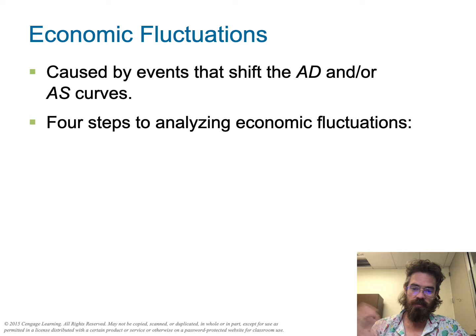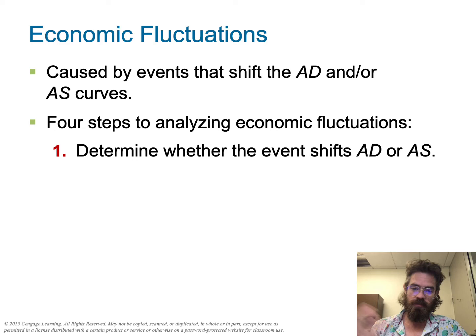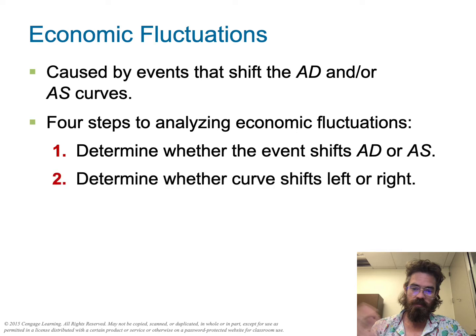Anytime we want to analyze economic fluctuations, we do so in four different steps. We typically start from long run equilibrium. That's usually our starting point. Then we are told that there is some sort of shock to the economy. Our first step is to determine whether that shock is shifting aggregate demand or one or both of the aggregate supply curves.